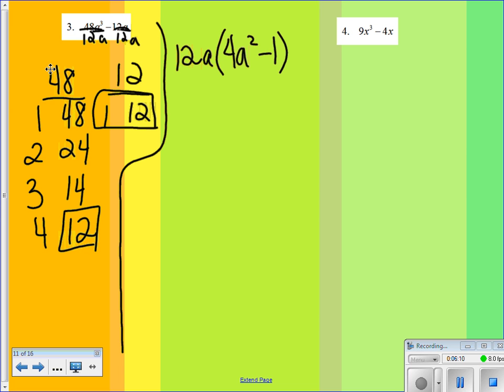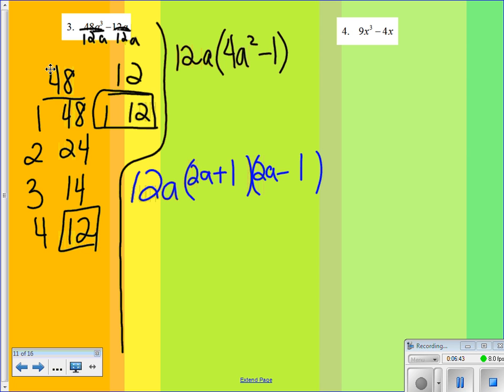So what I'm going to do to help myself is rewrite this 12a again, and write it multiplied next to my two parentheses. So I'm going to put a plus in one and a minus in the other. First thing I want to do is look at 4a squared. I want to take the square root. Well, the square root of 4 is 2. The square root of a squared is a. Next, I want to take the square root of the second term. The square root of 1 is 1. So put that in each.